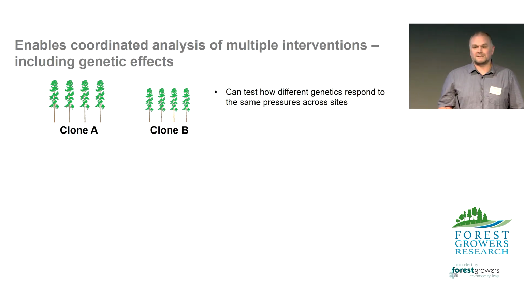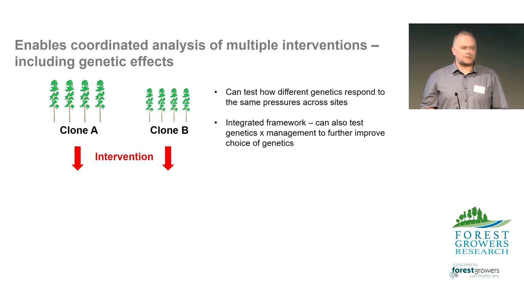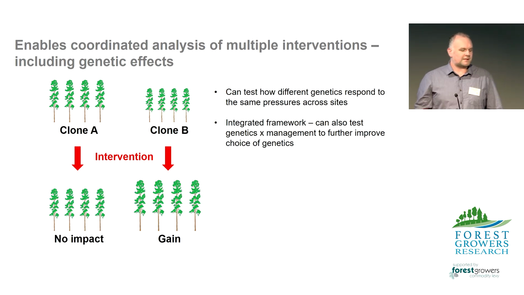And the power that the accelerated trial gives us, because it's got all of these elements, is that we can do really interesting things. At a given site, we've got clone A and clone B. Clone A is outperforming clone B. It handles the stresses and the pressures at the site better. But let's say we introduce an intervention. Well, all of a sudden we realise that clone A does not respond to that intervention at all, but clone B does respond to that intervention. So all of a sudden, clone B plus intervention is actually the best thing we could be doing at this site. And that's what this integrated framework gives us, the power to look at different responses and how they interact.